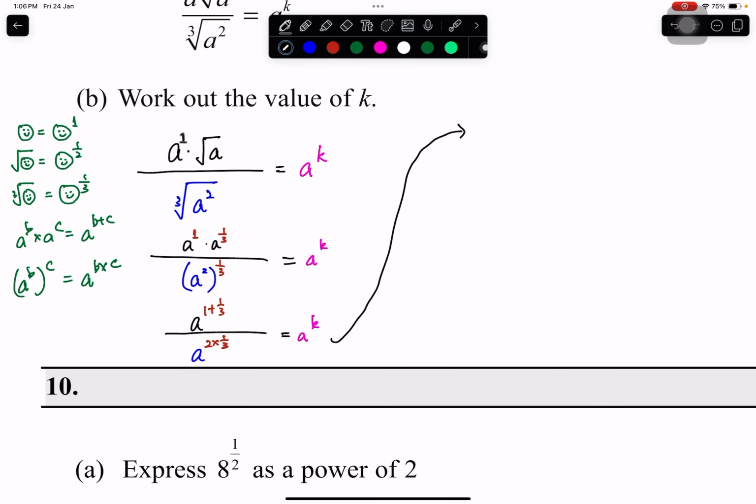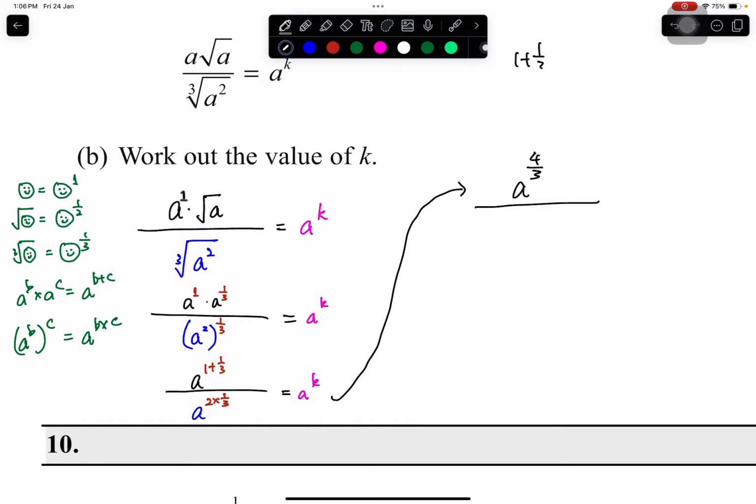Let's simplify the top. This one, it's 1 plus 1 over 3, which is a to the power of 4 over 3, because 1 plus 1 over 3 is 3 over 3 plus 1 over 3, which is 4 over 3. Then the bottom one, it's 2 times 1 over 3, which is a to the power of 2 over 3. And that equals the right-hand side, a to the power of k.